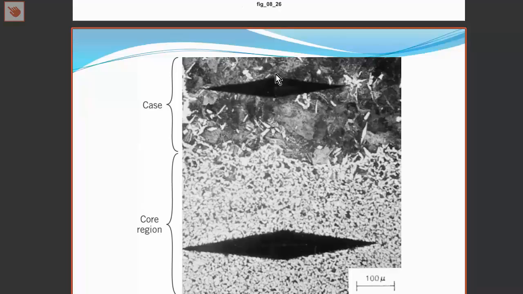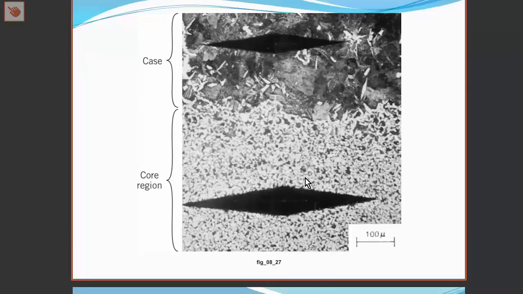In the hardened region, there is a compressive stress, which is basically this material is in compression due to the processing and prevents cracks from passing through the surface.